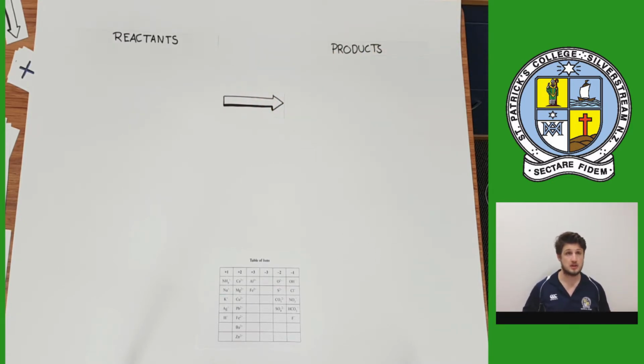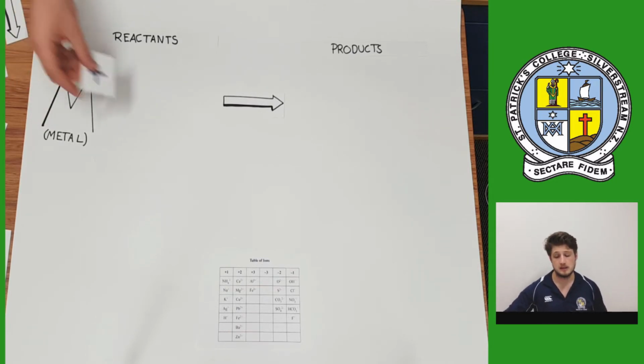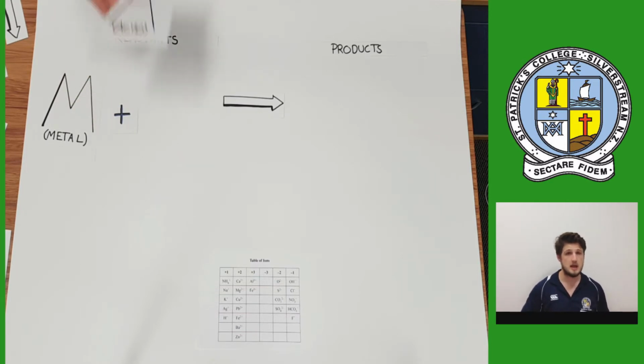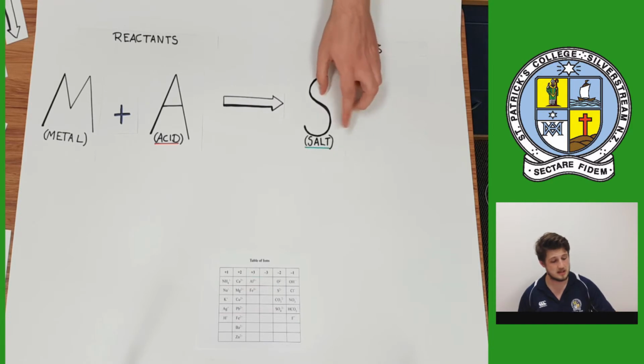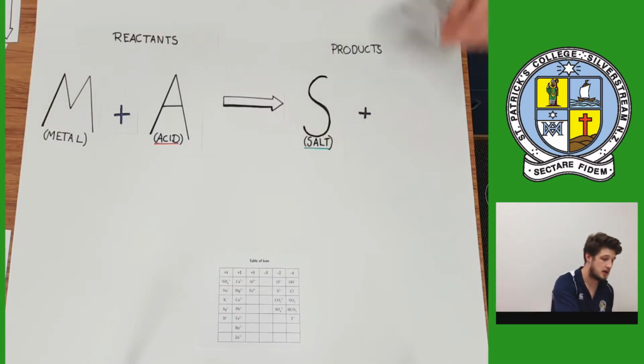Now our MASH reactions, remember each letter of MASH, M-A-S-H, stands for something. So right now all of you should be saying, Sir, M stands for metal, plus A, which is an acid, makes a salt plus a hydrogen.